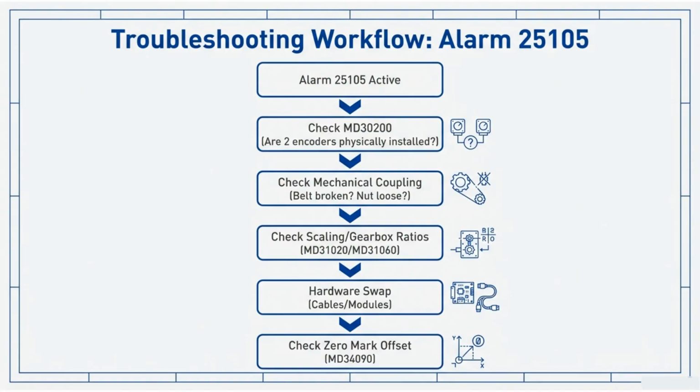The troubleshooting workflow for alarm 25105 starts by checking machine data 30200 for encoder configuration, then mechanical coupling, scaling/gearbox ratios, and hardware swap. Finally, check the zero mark offset parameter machine data 34090.